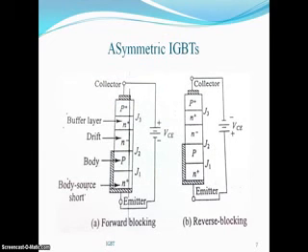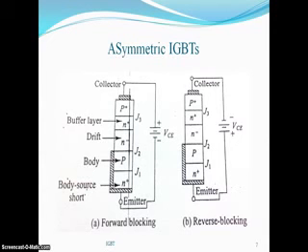Now the asymmetric IGBTs, as shown in the figure. Figure A is a forward blocking IGBT and a reverse blocking IGBT is in figure B. Here also the main difference is the source is reversed and the N plus buffer layer is present here. Punch-through IGBT consists of an N plus buffer layer between the collector P plus junction layer and the drift layer.